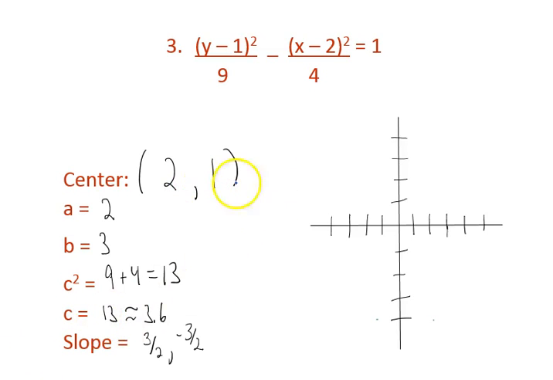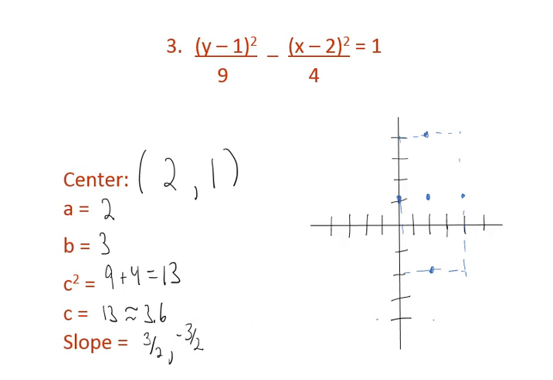Okay, so I'm going to start with my center at 2, 1. So over 2, up 1. There's my center. And with my A being 2, I'm going to count right 2 and left 2. With my B being 3, I'm going to count up 3 and down 3. And then I'm going to make my box. And again, I highly recommend a ruler if you want to be as precise as possible. And that's just to help you get this shape right.